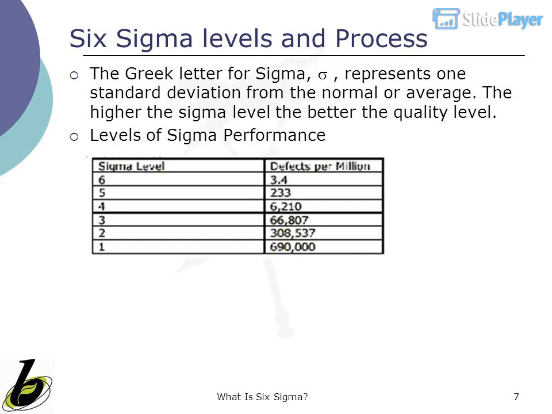What is Six Sigma? Six Sigma levels and process. The Greek letter sigma represents one standard deviation from the normal or average. The higher the sigma level, the better the quality level. Levels of sigma performance.